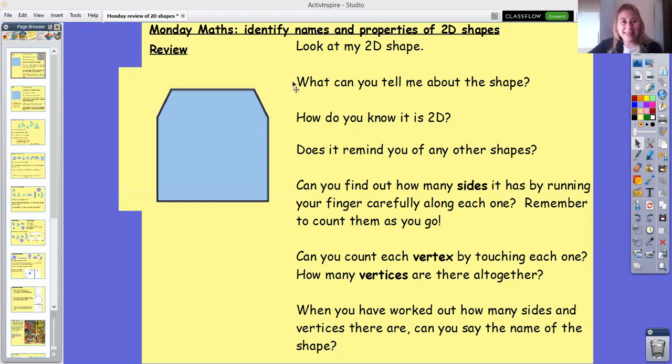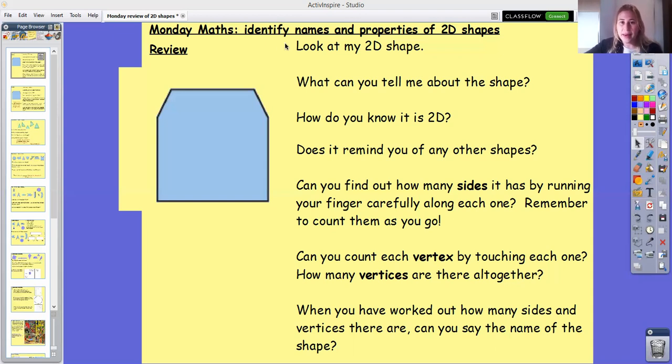Okay, so let's get started with our lesson. We're going to start today's lesson by identifying the names and properties of 2D shapes. So starting with a review task, pause the video, have a look at the questions and see how you go.